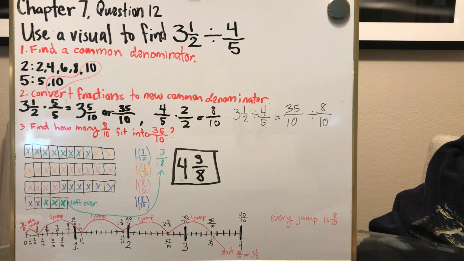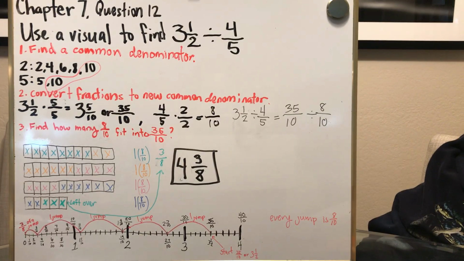of 35/10. Now to the 4/5, the 5 denominator, to make it a 10, we have to multiply it by 2. And then we have to do the same thing to the numerator, multiply it by 2. So that 4/5 will become 8/10. So now we have a new problem of 35/10 divided by 8/10.